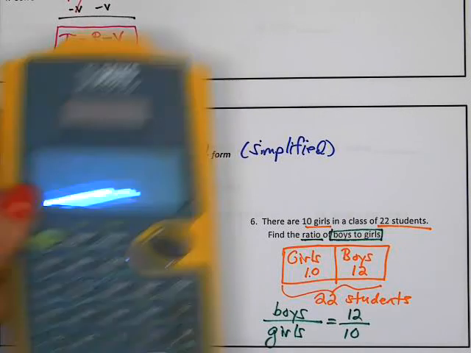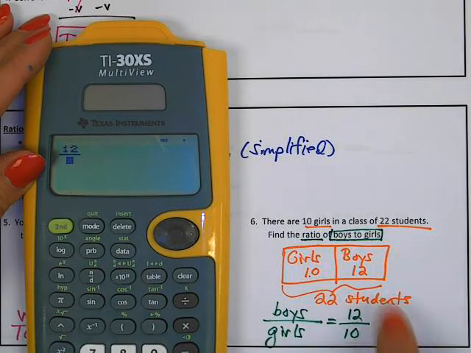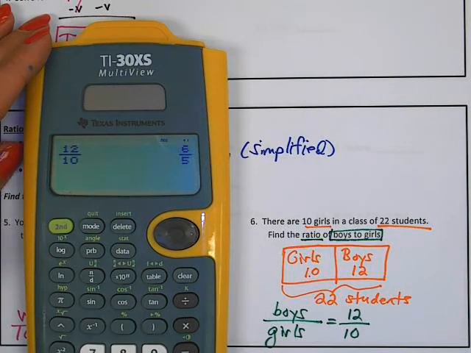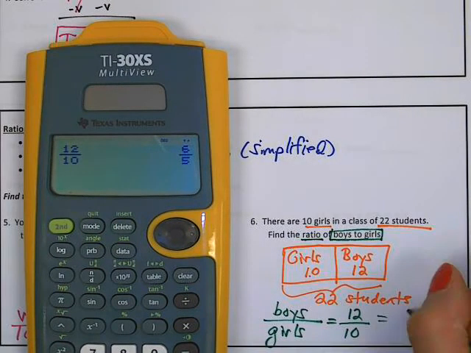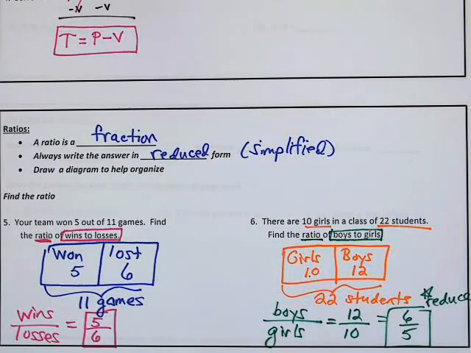Okay, so we're going to go ahead and use our calculator here. And we have that fraction button. 12 over 10 reduces down to, look at that, 6/5. Okay, so let's just put a little star here to remind everybody you always need to reduce. Okay, in all your math classes, you're always going to have to reduce.